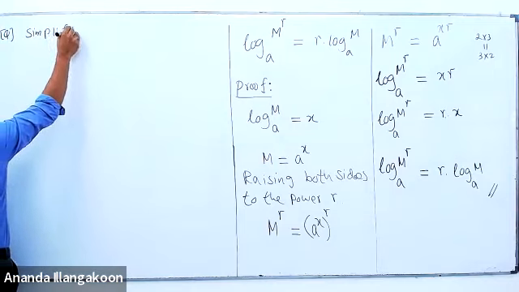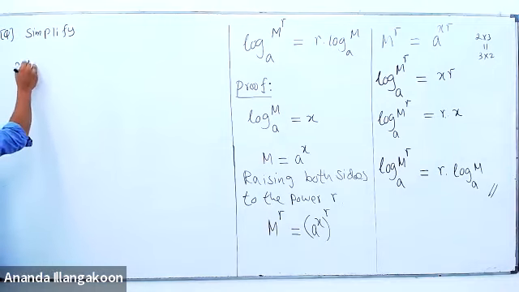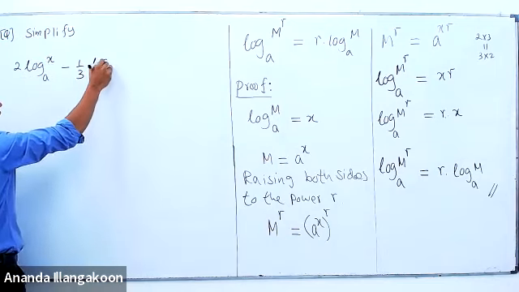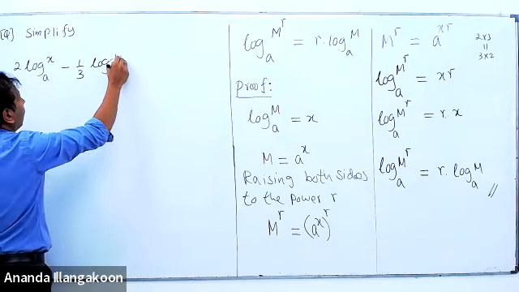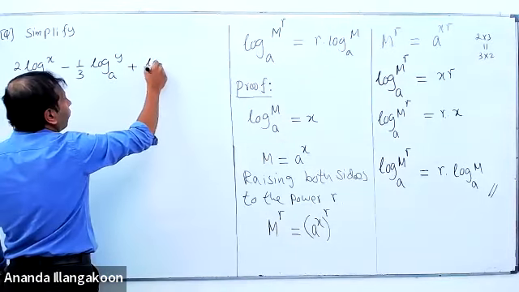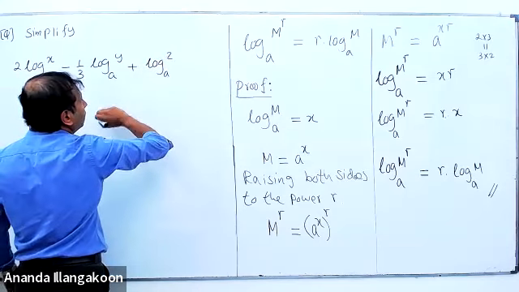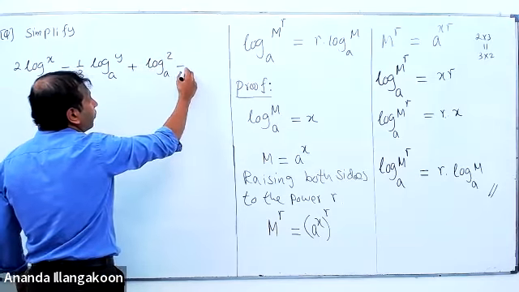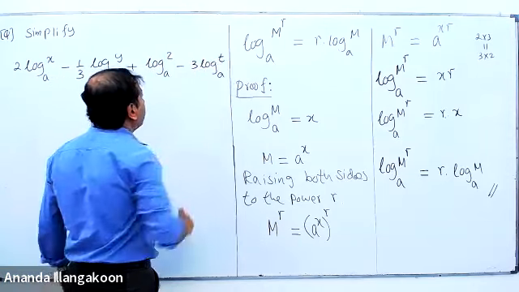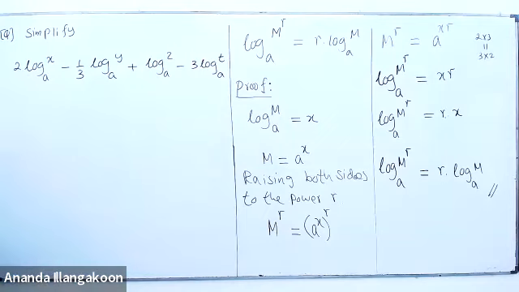Simplify. This way we are given. First one is 2 log a x minus 1/3 log a y plus log a z minus 3 log a t. Right. You are given something like this, and asked to simplify. Right, people?